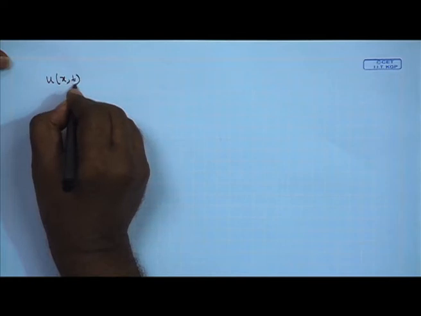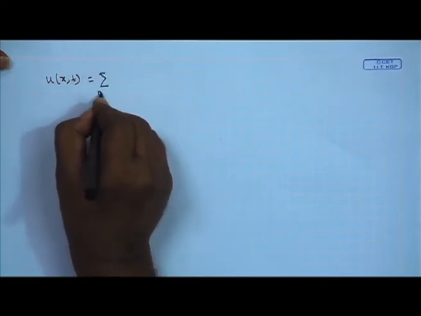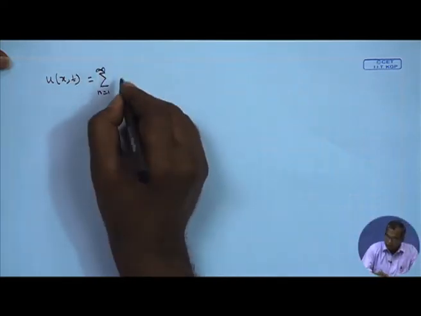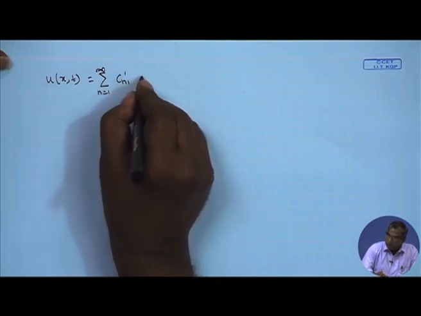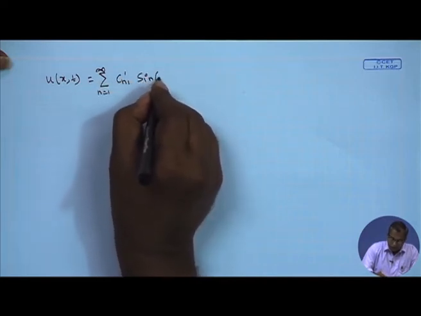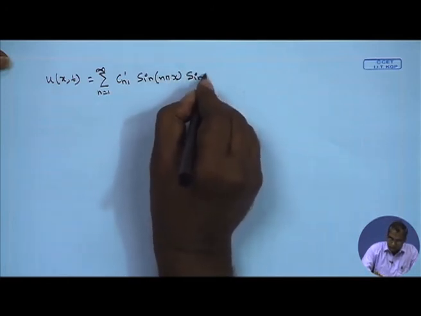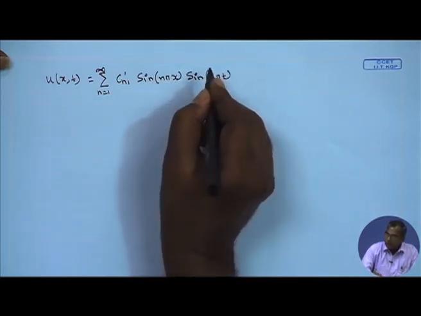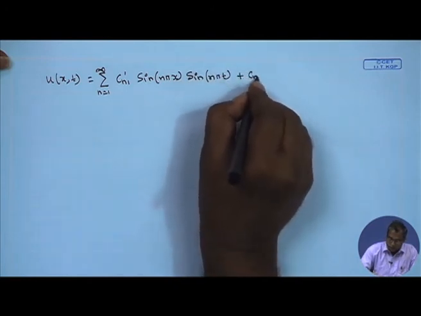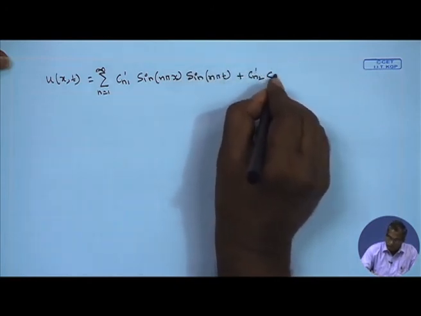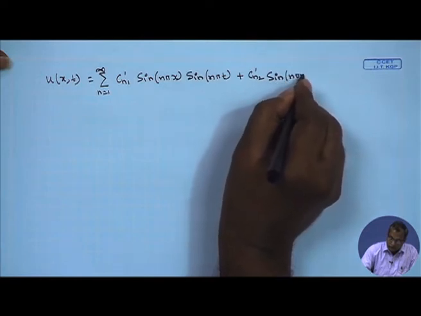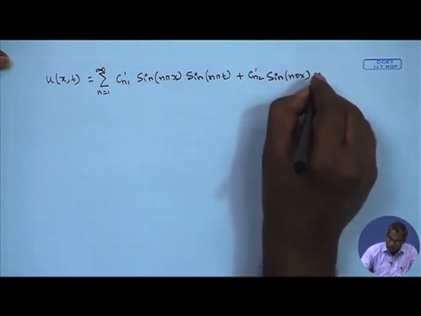u(x,t) is equal to summation n is equal to 1 to infinity Cn1 prime sin n pi x sin n pi t plus Cn2 prime sin n pi x cosine n pi t.